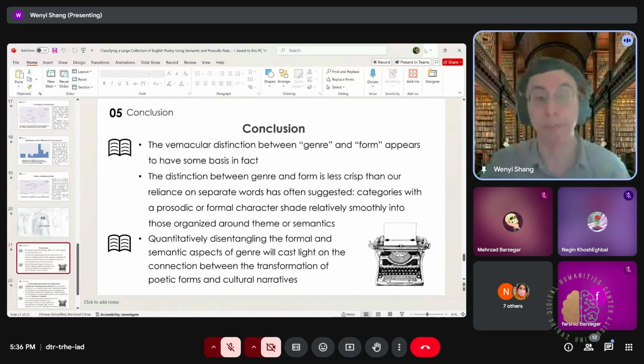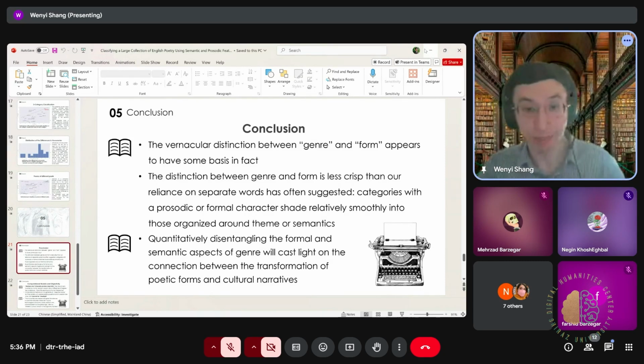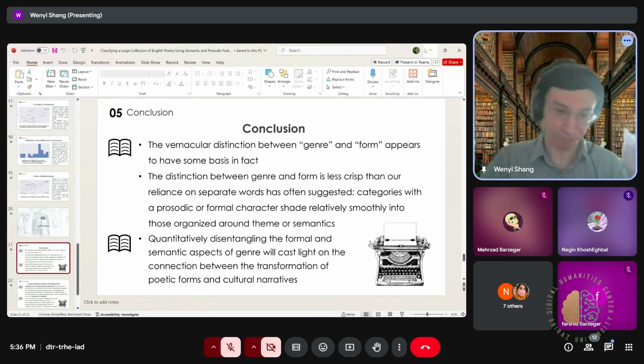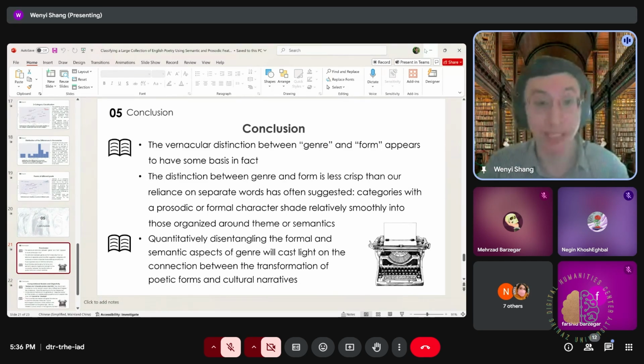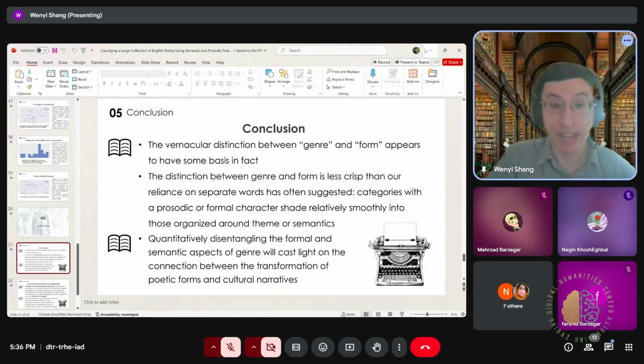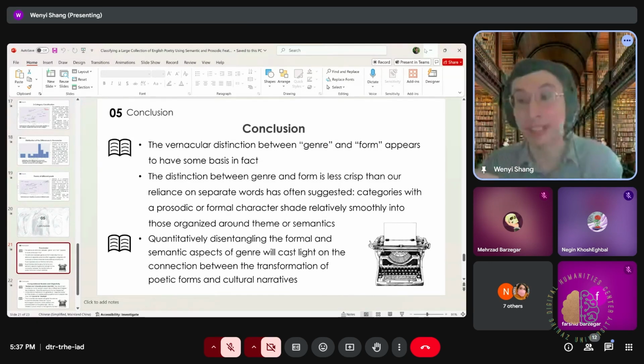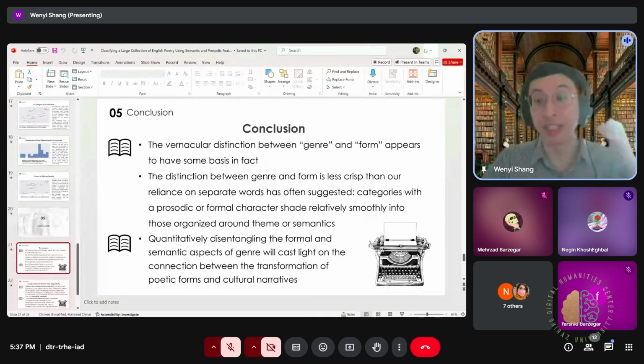So it's not the case that some poetic categories are clearly genres and some poetic categories are clearly forms. In other words, categories with a prosodic or formal character shade relatively smoothly into those organized around theme or semantics. So our evidence shows that categories have a mixture of prosodic or formal character and thematic or semantic characteristics. So they shade relatively smoothly into each other.